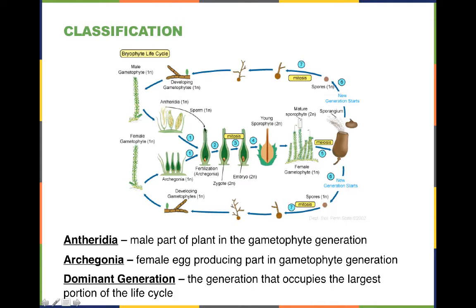The sperm enters the top of the archegonia and fertilizes the egg here. It goes through a series of steps, and a 2N diploid embryo is formed, which then becomes a young sporophyte and then a mature sporophyte, and the spores then produce male and female plants. The dominant generation is the generation between the gametocyte generation and the sporophyte generation. Whichever one occupies the largest portion of the life cycle is called the dominant generation.